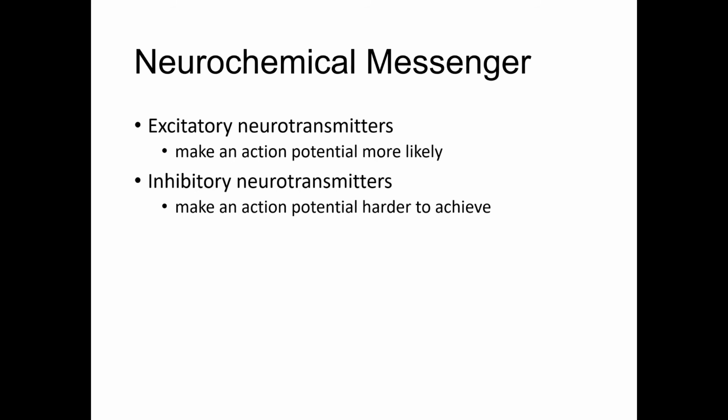But note that there are what are called excitatory and inhibitory neurotransmitters. Excitatory neurotransmitters make an action potential more likely to happen after the dendrites of the receiving end of the neuron capture these neurotransmitters. But the inhibitory neurotransmitters make an action potential harder to achieve. And there are literally at least 100 different neurotransmitters. And I'm pretty sure you want to know all of them, but in this video clip, I will talk about three of them.